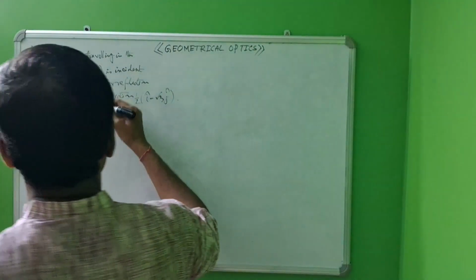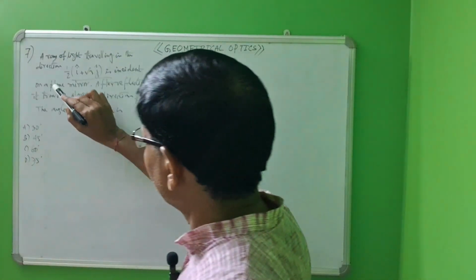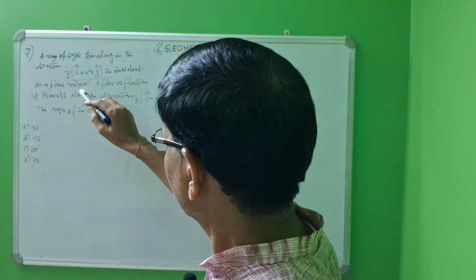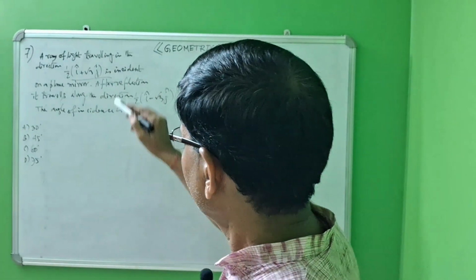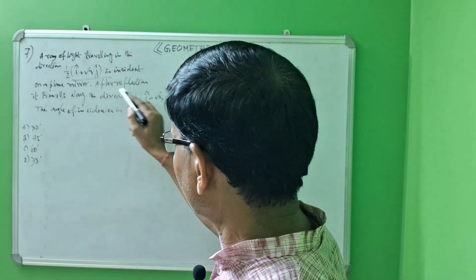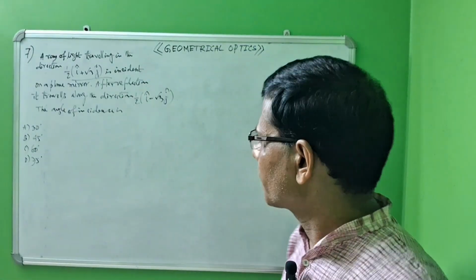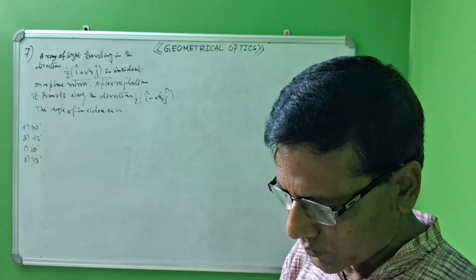A ray of light traveling in the direction half i plus root 3 j is incident on a plane mirror. After reflection, it travels along the direction half i minus root 3 j. The angle of incidence is to be calculated.